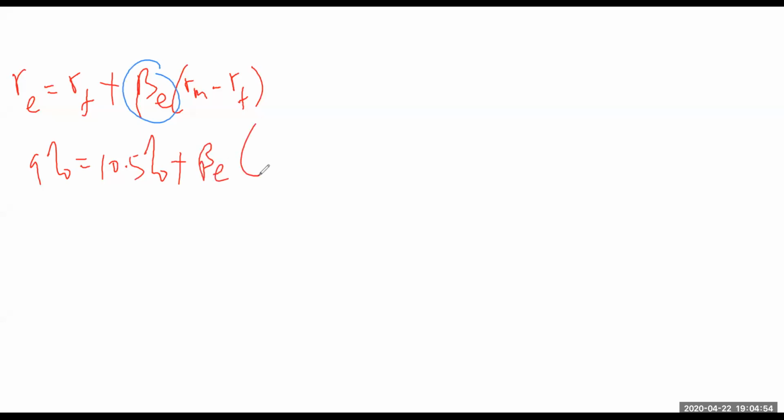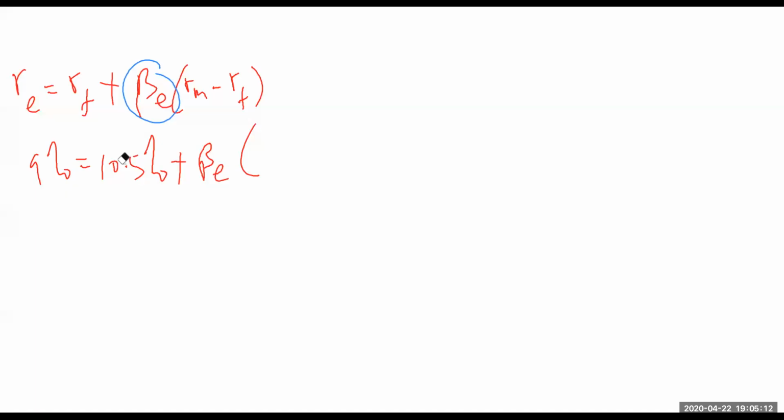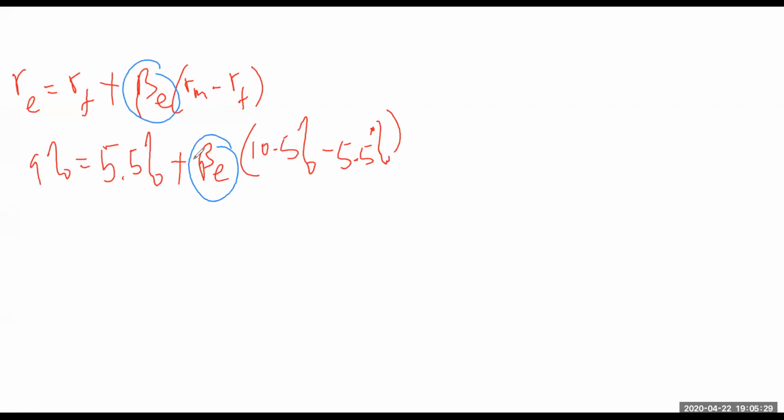The return of the market portfolio is equal to, no, actually I think I've mixed up a bit here. The risk-free is equal to 5.5%. Yes, I've mixed up here. The risk-free is equal to 5.5%. The return of the market portfolio is 10.5% minus the risk-free 5.5%. So we simply work backwards to get the beta.